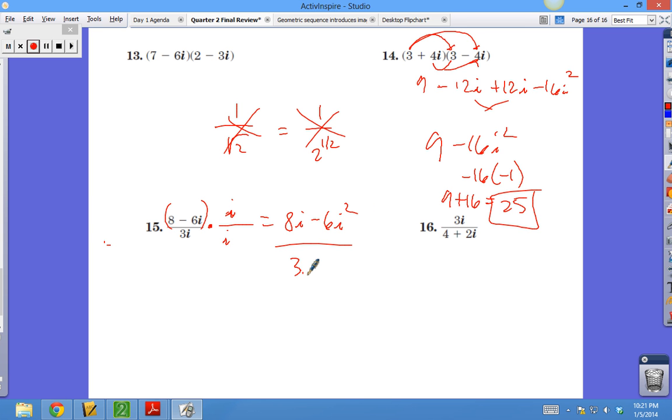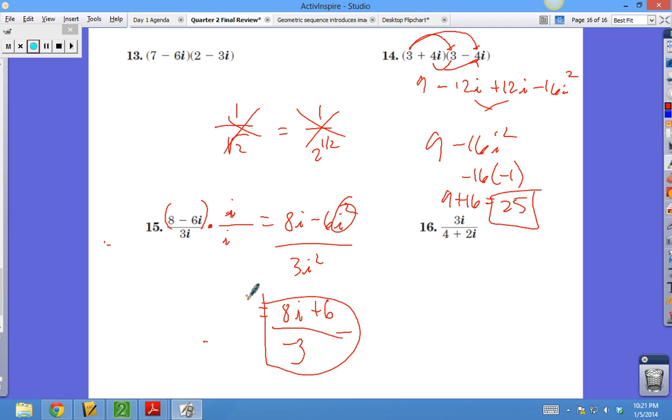On bottom, you're going to have 3i squared. On top, you're going to have 8i. That's a negative 1. Negative 1 times negative 6 is a positive 6. On bottom, that's a negative 1. Negative 1 times 3 is negative 3. That is my answer.